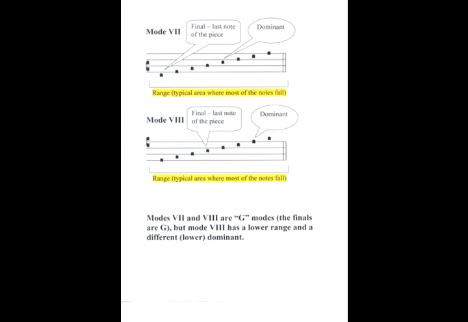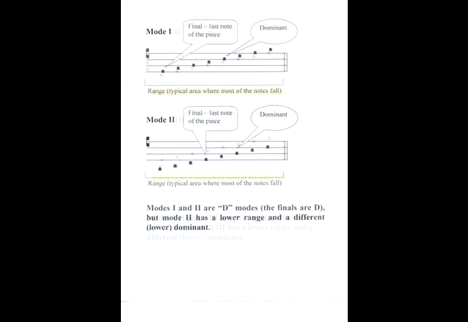So we see that the notes for the paired modes are the same and the finals are the same. Thus, modes 1 and 2 are both D modes. However, mode 2 tends to work in a lower range than mode 1, and it has a lower dominant to accommodate the lowered range. This same process works for all the pairs of modes.